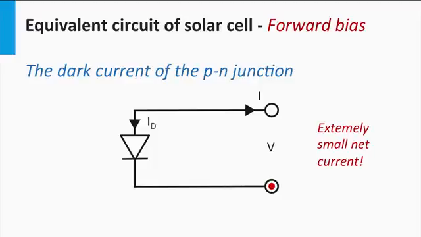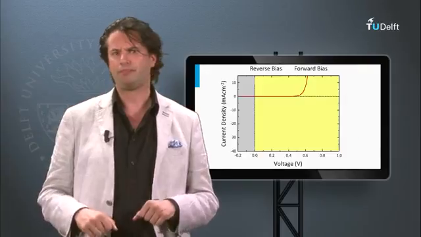Now we consider a p-n junction in the dark under forward bias. The p-n junction generates a significant current in the forward direction of the diode. As current direction is defined in the direction of the flow of positive charge, it means that under forward bias the electrons are responsible for the current flow in the block direction of the diode. Note that the current under forward bias is opposite and much higher than under reverse bias.